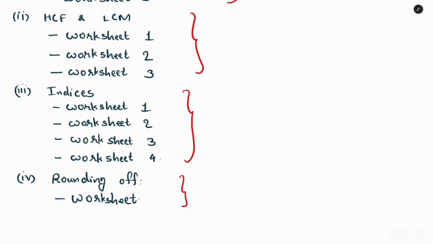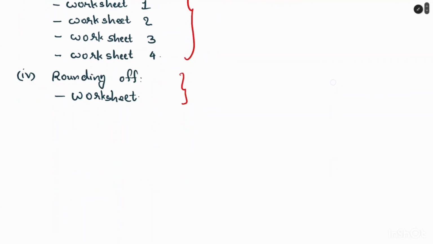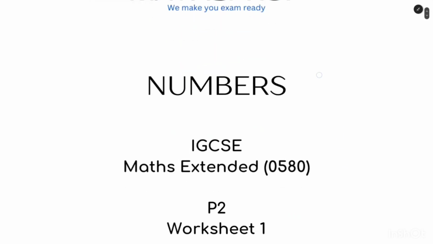Few, 5 to 7 questions will be there, because as I already told you, rounding off is not a major topic. You will find 1 or 2 marks questions only, but it is important just to convert every answer to the nearest 3 significant figures, which is the IGCSE rule, specifically in maths, by the way. Okay, so let's start with the first topic, that is numbers, classification of numbers.